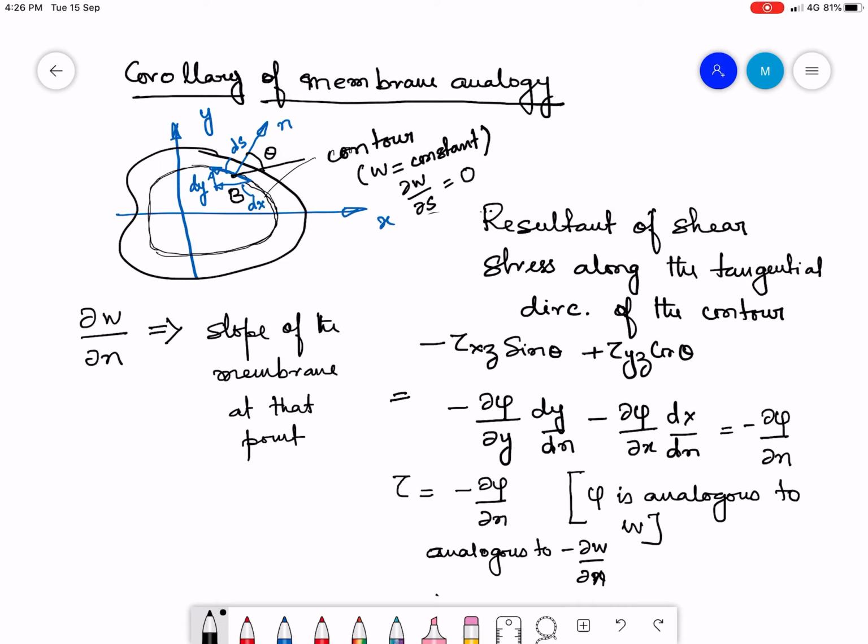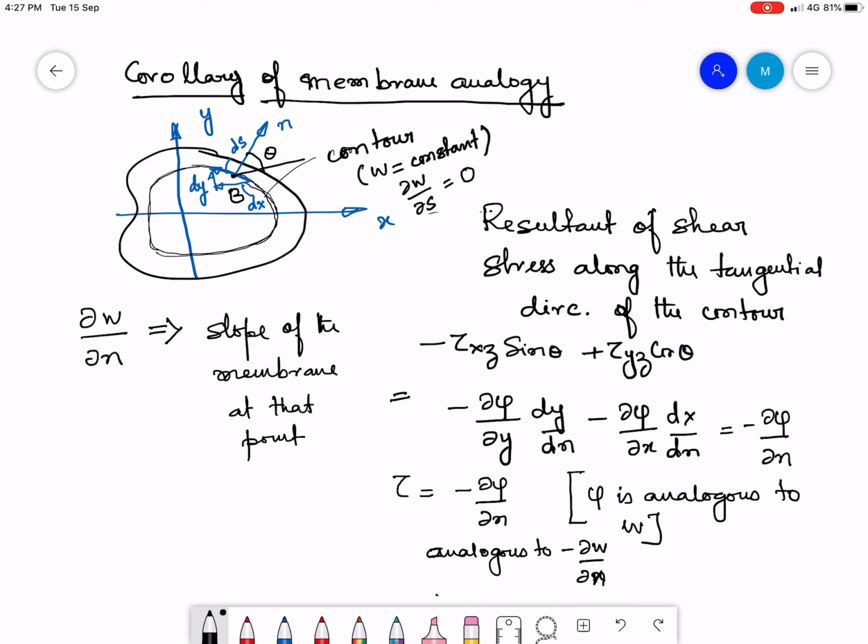Okay. Now, why did we do all this analysis? We did it to understand that the resultant of the shear stress at any point is going to be analogous to the slope of the membrane at that point. So, the maximum stress that will happen on the shaft is going to happen at the point where the corresponding or analogous membrane is going to have the maximum slope.